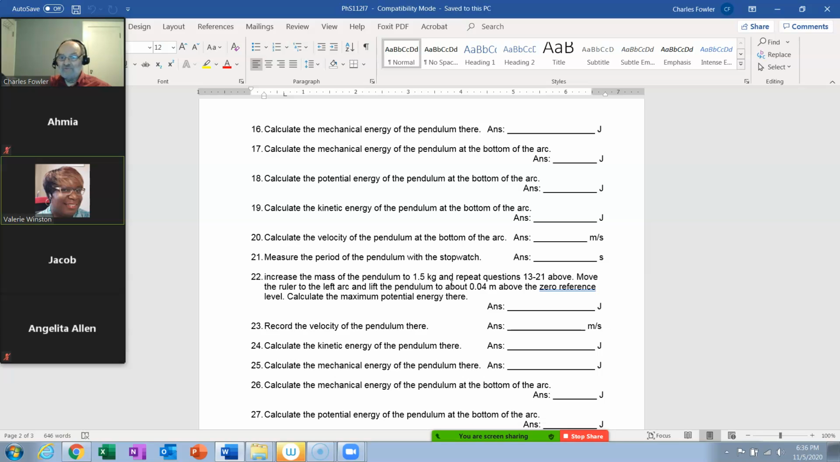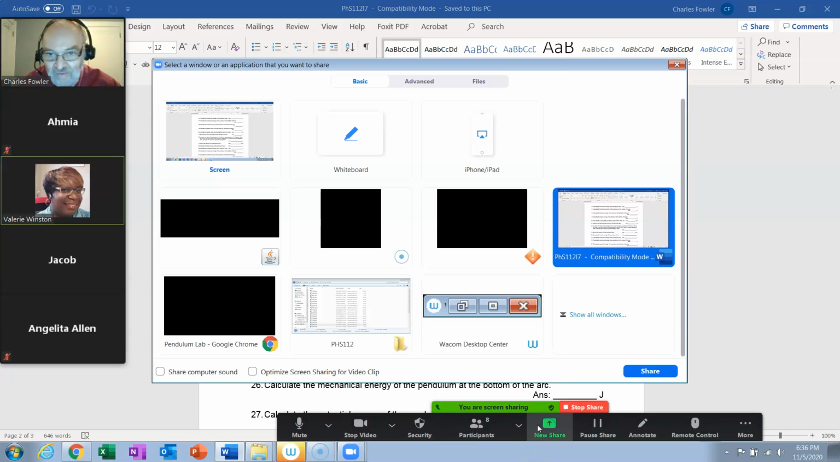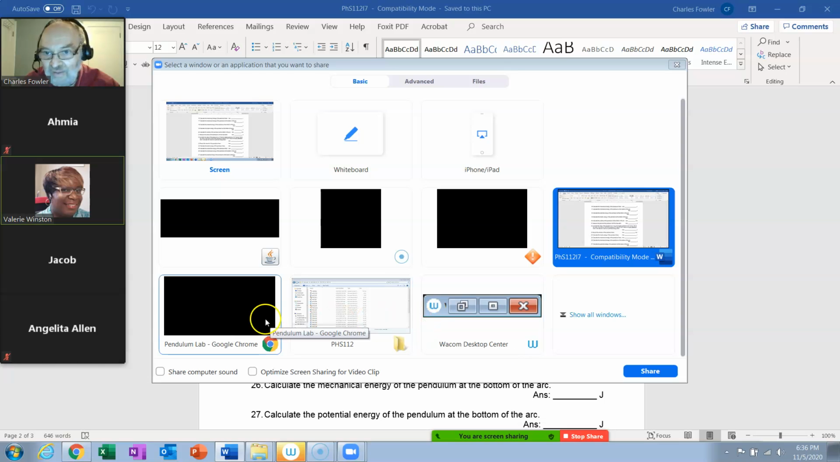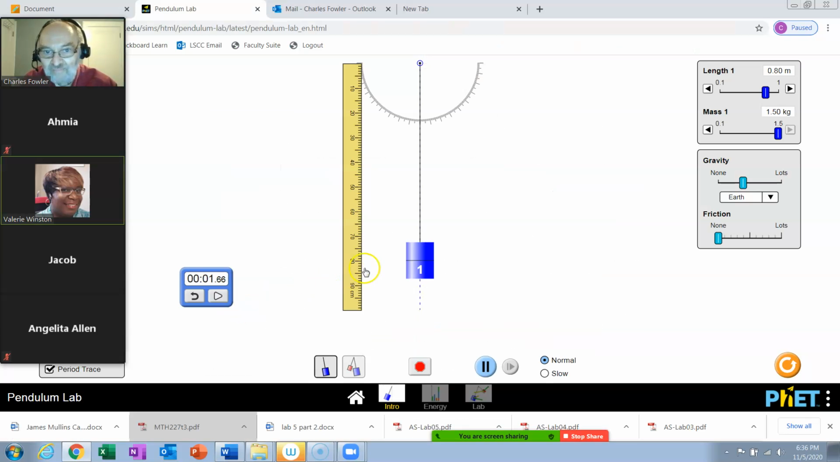Okay, so what is the velocity of the pendulum there at the top? Velocity of the pendulum up there at the top. Let me go back and show it to you. All right, so we've increased the mass, left it at 0.8. So we're going to move this back to the same height, wasn't it? 0.04.